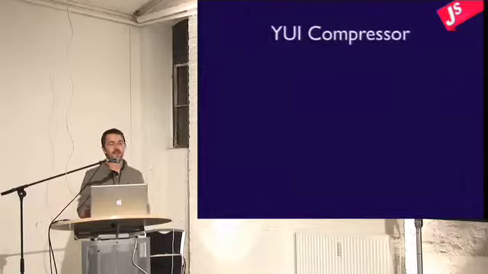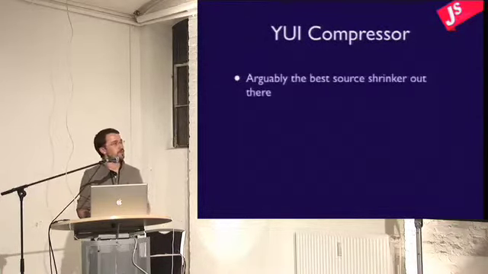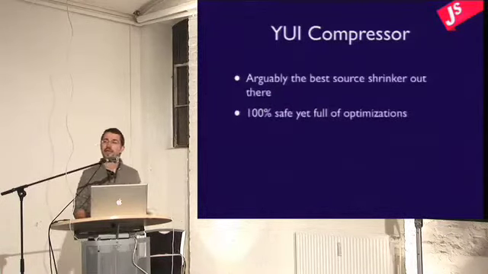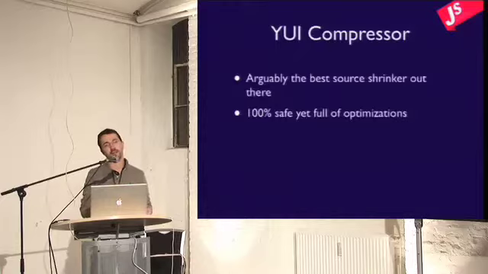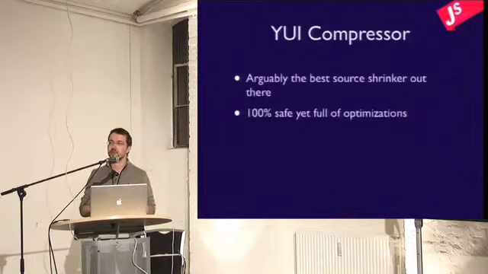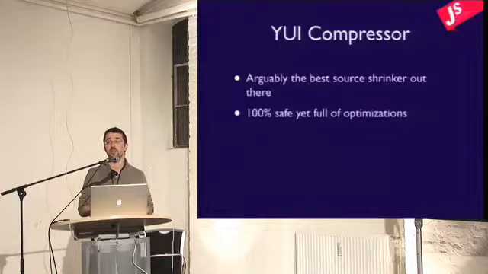We have something called YUI Compressor. And YUI Compressor is arguably the best source shrinker out there currently. It's 100% safe, and despite that, it has a lot of optimizations. And the documentation we use on Sprockets Rails and the YUI Compressor wrappers and stuff just mention a couple options, like the munge option, for instance, which just shortens local variable names. But there are plenty of optimizations that you can use.